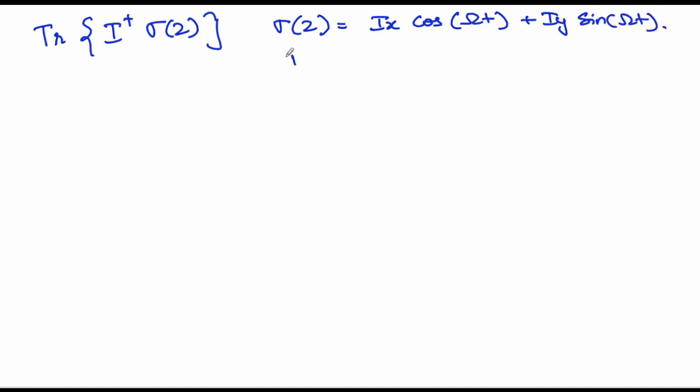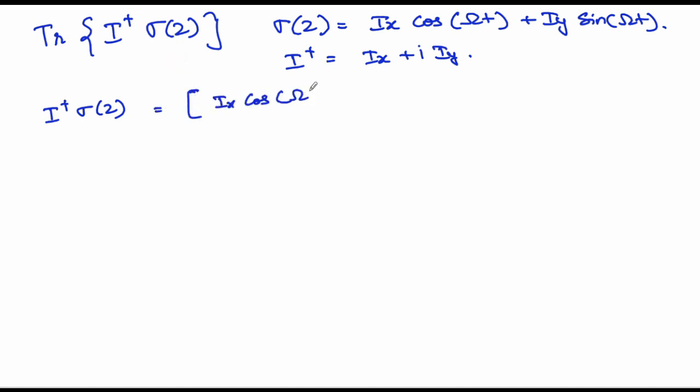Great. And our I plus can be written as Ix plus Iy. So therefore, what is the product of I plus to sigma 2? Some might be wondering, why am I writing I plus times sigma 2? This will be equivalent to sigma 2 times I plus. This is equivalent to Ix cos omega t plus Iy sine capital omega t times Ix plus Iy.